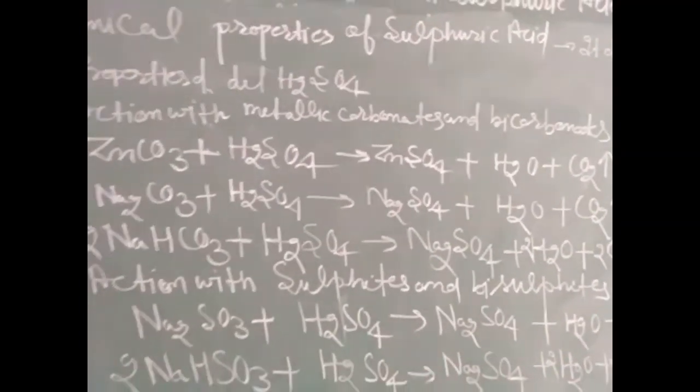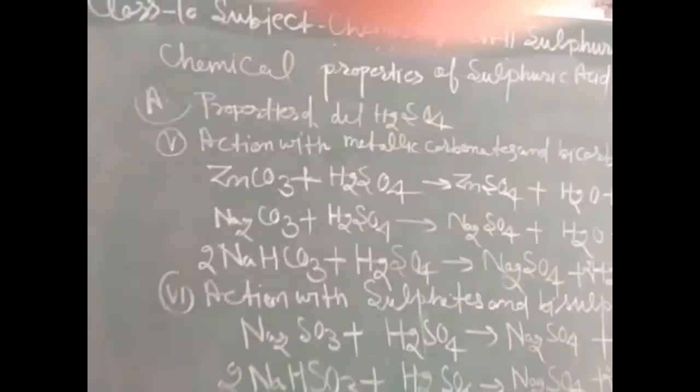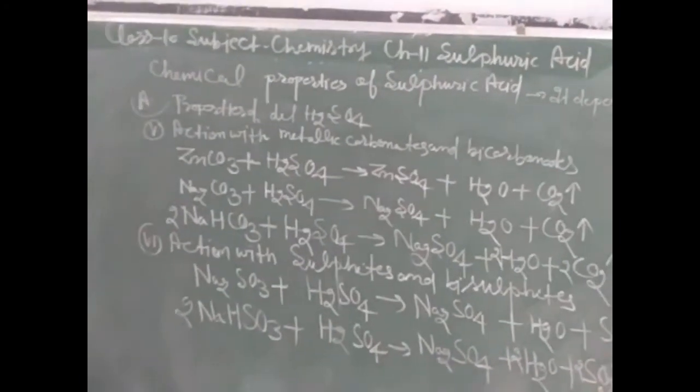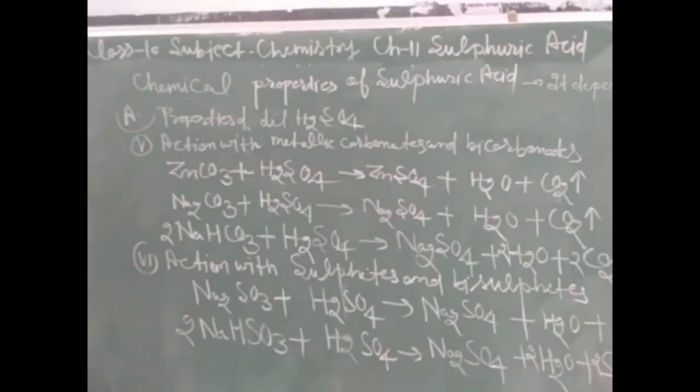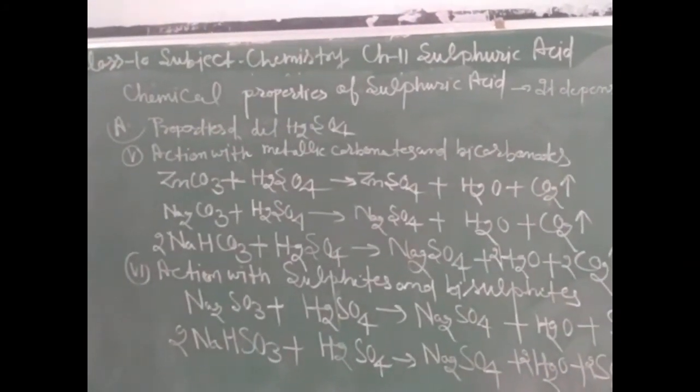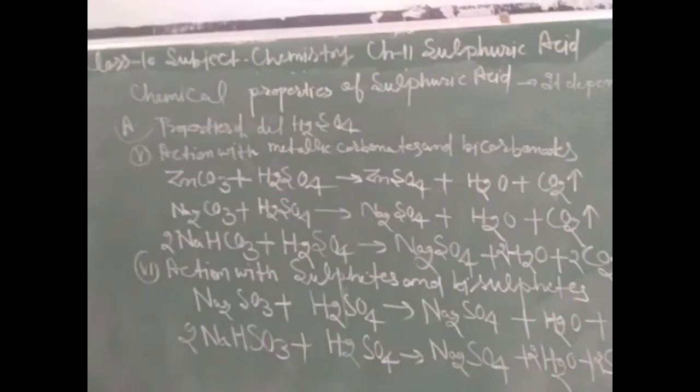Now, the next reaction is the action of sulfuric acid with metallic carbonates and bicarbonates, which we can watch here. When zinc carbonate and sulfuric acid react with each other, zinc sulfate is formed along with the evolution of carbon dioxide.